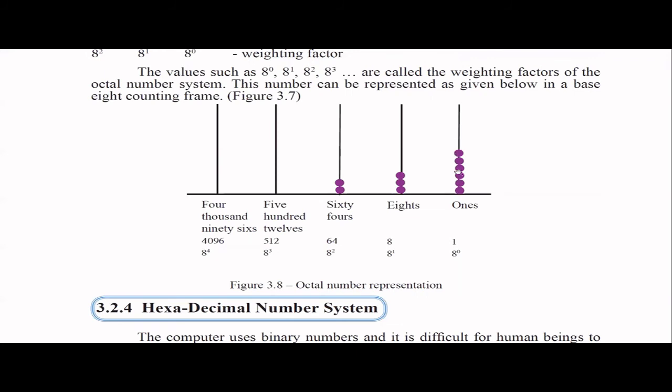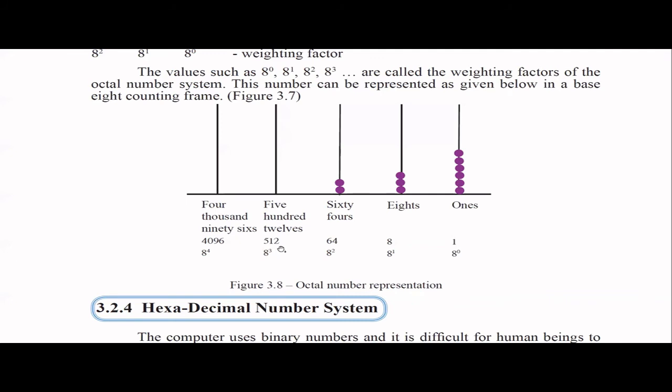Here, how many balls are there? There are 6 ones, so 6 into 1 is 6. That's it. But this column represents 8s, so 3 into 8. Understood? It's 24. And this column is representing 8 to the power 2, that means 8 into 8. Don't think 8 to the power 2 is something else. 8 to the power 2 means 8 into 8, that means 64.